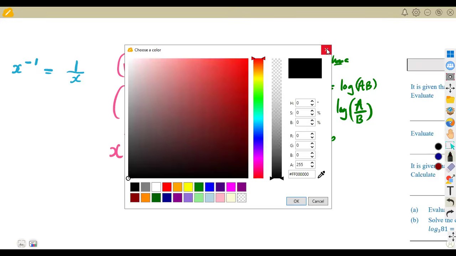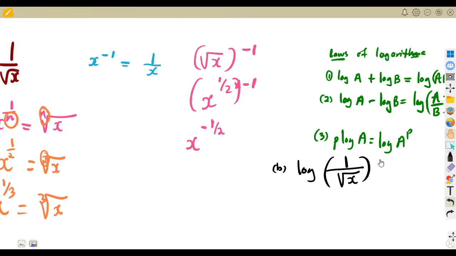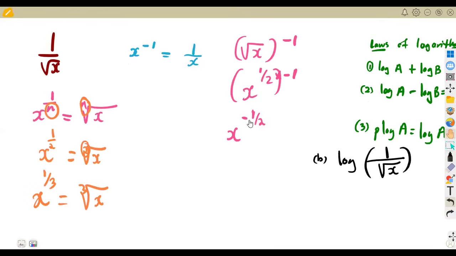So that means in this case, we are going to have this one as x to the exponent of what? A -half in place of what? This 1 over the square root of x, which is this part here. So we are having the logarithm of x to the exponent of -1/2. That is what you're going to have.